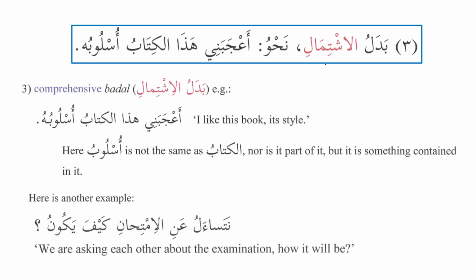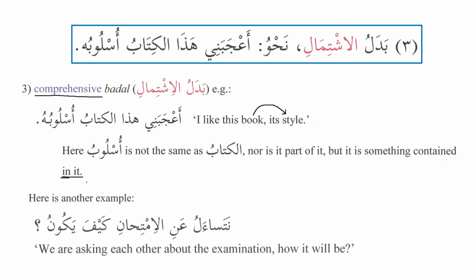The third one is badalul ishtimali, nahwu a'jabani hadha al-kitabu uslubuhu. And this is comprehensive badal, as it's clear from the name, ishtimal, comprehensive. So here you say, I like this book, but then the emphasis is not on the book, the emphasis is on what? On the style of the book. So here uslub is not the same as al-kitab, nor is it part of it, but it is something contained in it. So please remember that when we say badalul ishtimal, it is not part of it, but somehow it is connected to it.